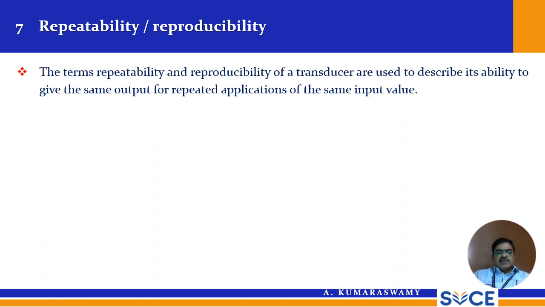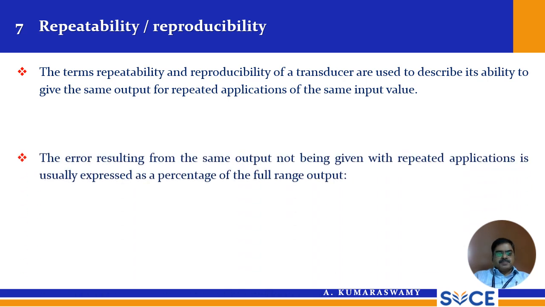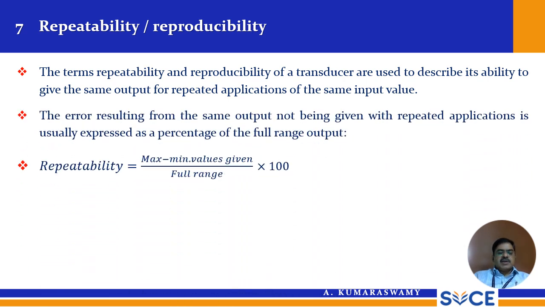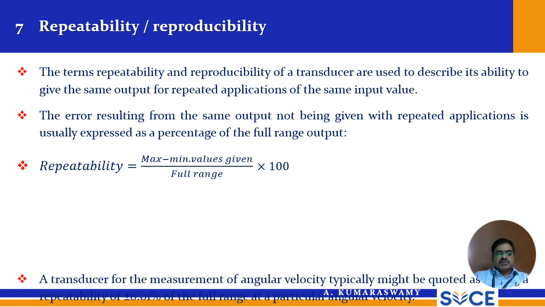Repeatability. The terms repeatability and reproducibility of a transducer are used to describe its ability to give the same output for repeated application of the same input value. The input doesn't change, you give the same input value again and again, and if the instrument reproduces the same output again and again, then it has good repeatability or reproducibility. This can be calculated as maximum minus minimum values divided by full range, into 100.